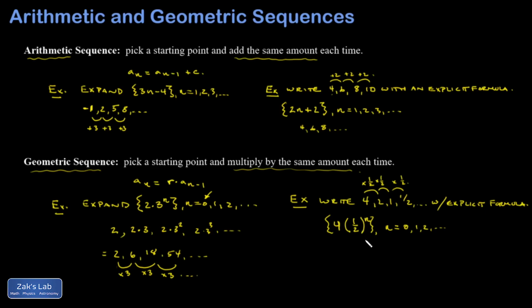And so I can change the starting point of a sequence by just changing my index n to n minus 1. And then I'll start at n equals 1. And that makes that a 0 exponent, and I'll still start with 4. Plug in n equals 2 and the exponent is 1 and my next term is 2, and so on. So that works.